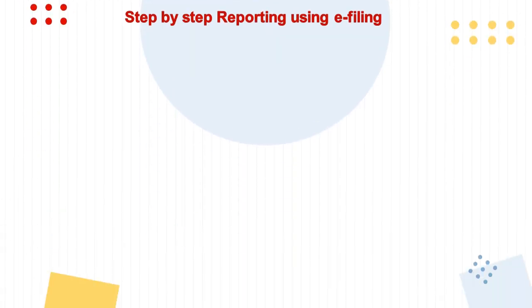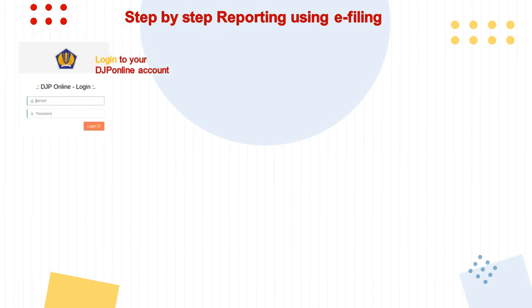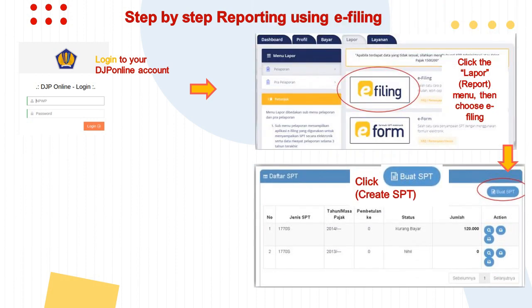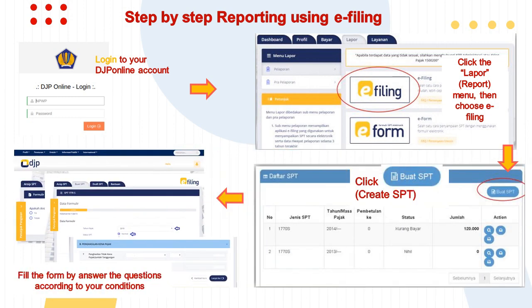Next, step-by-step reporting using e-filing. First, after you have all of the 3 important things that I told you before, you can log in to the web djponline.pajak.go.id using your tax identification number or NPWP and password. Then click the lapor or report menu. Then choose e-filing. Then click buat SPT or create SPT. And next, you can start to fill the form by answering the questions according to your condition.